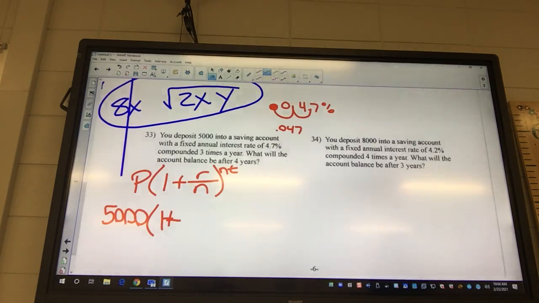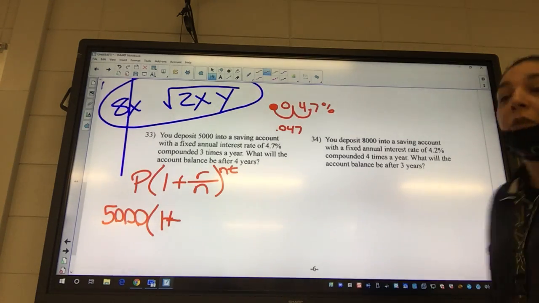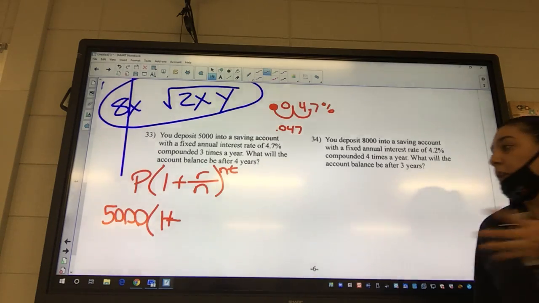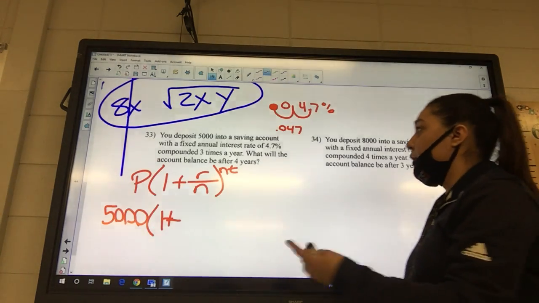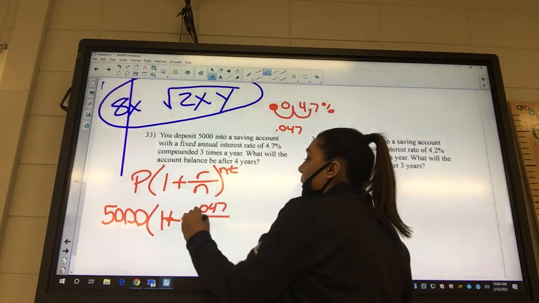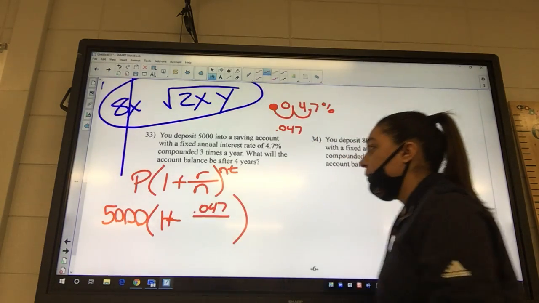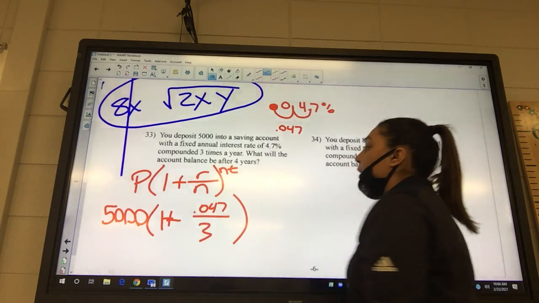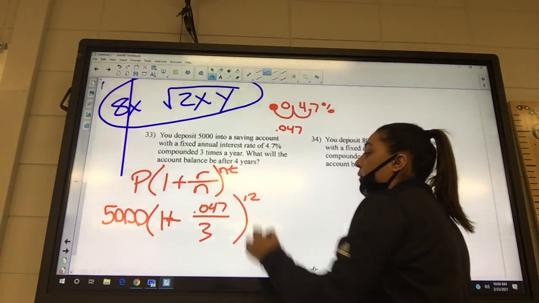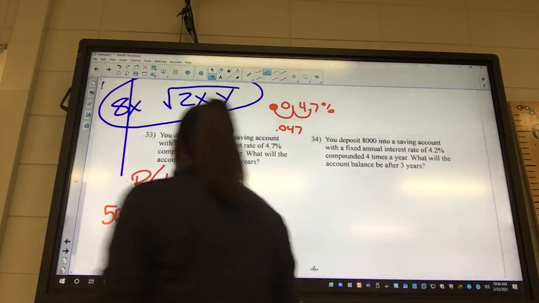Okay? So make sure you do that, because some of you guys got some god-awful high numbers on the back page of these, and I was like, what is going on? It's your decimal. Okay, so it's going to be 0.047. What's our N? 3. And NT? 3 times 4, which is going to be 12.